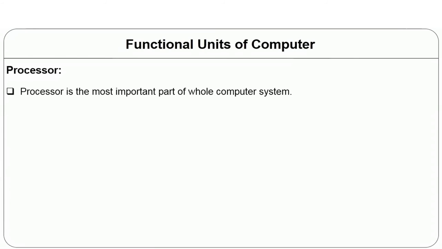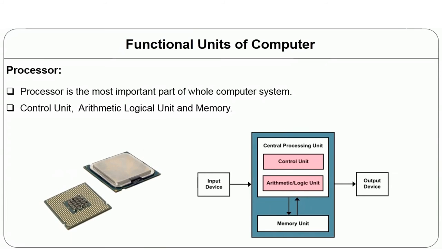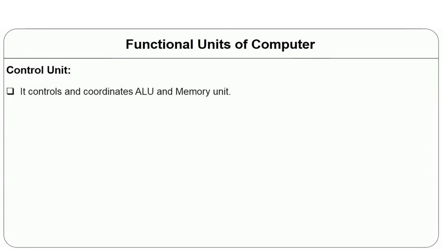Processor is the most important part of whole computer system. Without it, all peripherals, memory are of no use. The CPU is the main controlling center of computer. It guides, directs, and governs its performance. Mainly, it is divided into three parts: control unit, arithmetic logical unit, and memory. Control unit. It controls and coordinates ALU and memory unit.